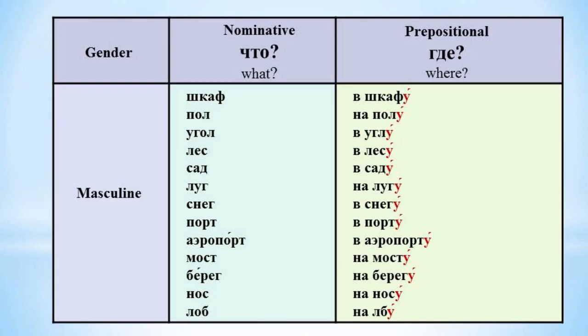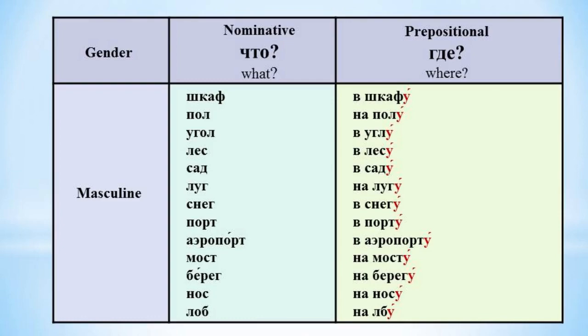And there are some exceptions. There are masculine nouns that have the letter «у» at the end in the prepositional case. You have to memorize these exceptions. I gave you all of them, so let's read them.